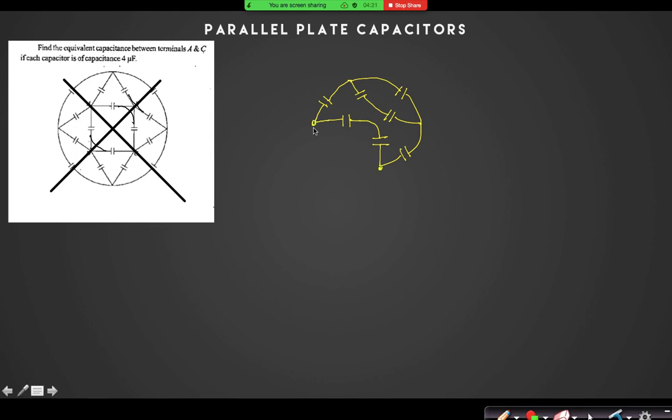I'm talking about A and C, right? Again you can see that with the horizontal symmetry, the potential of this point and this point are the same. Potential of this point and this point are the same. So basically I can neglect this capacitor. There will be no charge on this capacitor, right? So I can say that a very similar circuit is below the AC also.